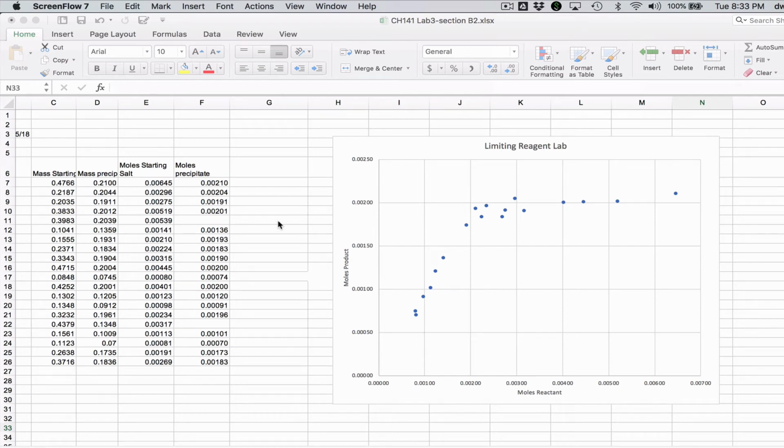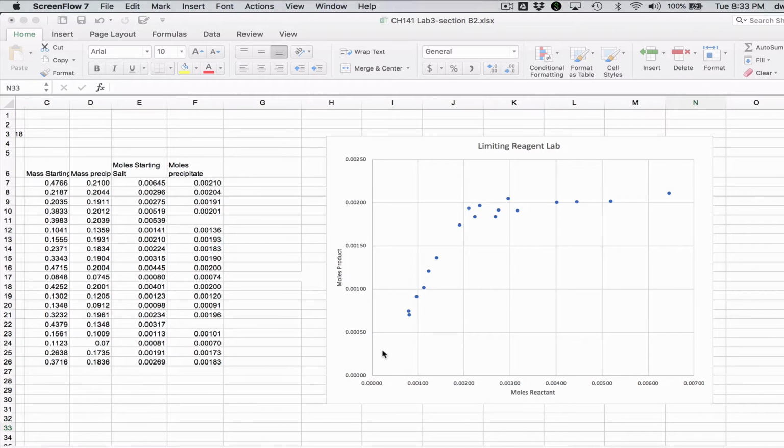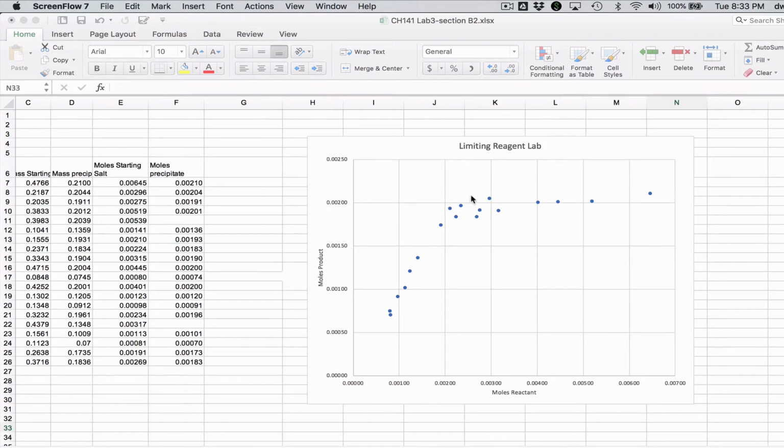Good evening. This is a brief tutorial on plotting trend lines to data that have more than one linear region. So here's some data that we may have generated in lab recently, and it has a y variable that increases, has this inflection point, and then flattens out.